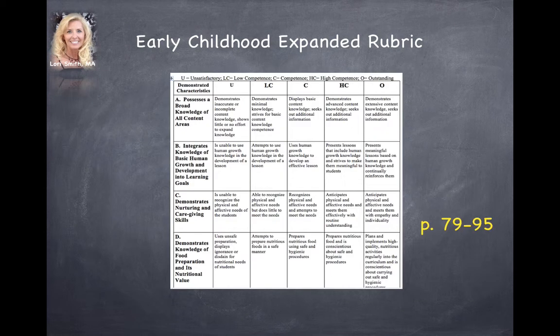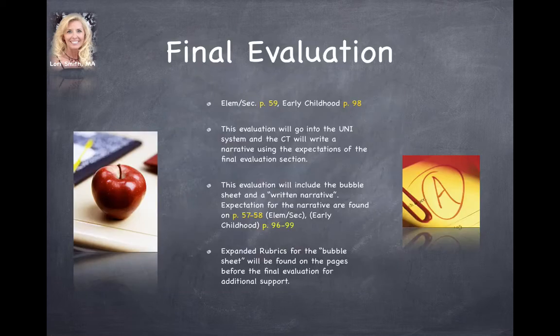And there's also another type of rubric that you can find through pages 79 through 95. There's a final evaluation. This is the 3rd evaluation piece that we do in the student teaching process. Again, those are found on different pages: for elementary and secondary, it will be found on page 59, and early childhood is found on page 98.